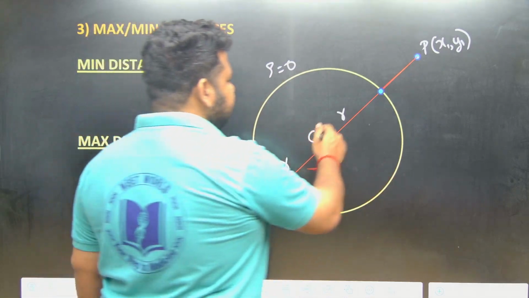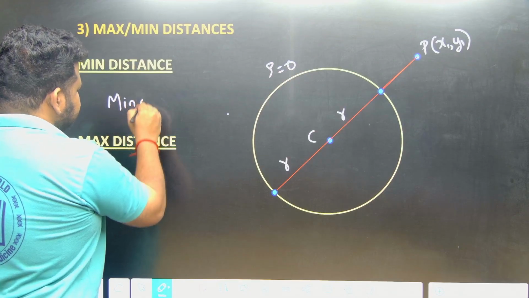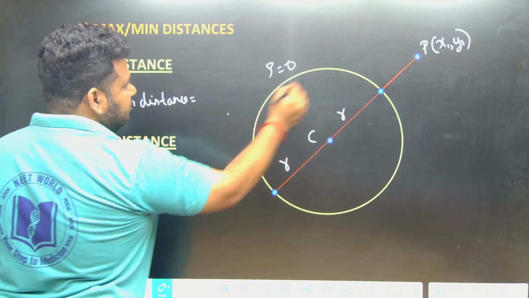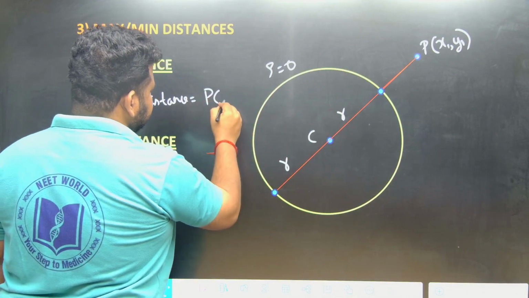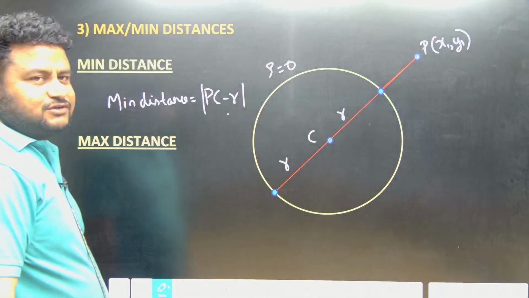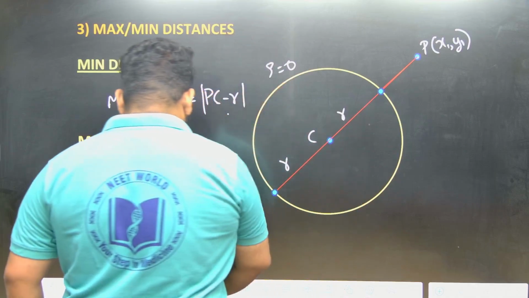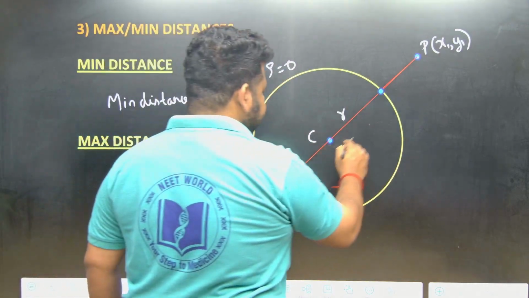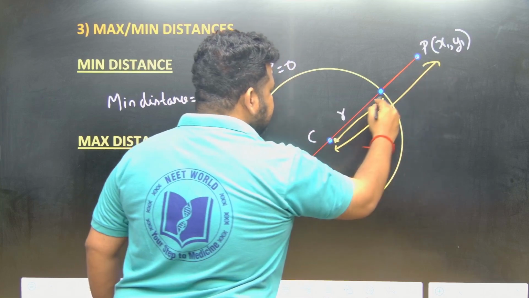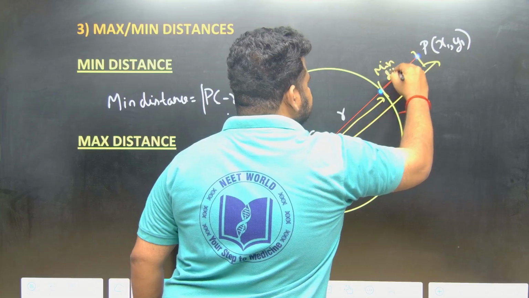So see here, you have to remember this. Minimum distance is given by PC minus r, within modulus, |PC − r|. Why PC minus r? PC is this length, from here to here. Minus r, if I remove this, what I get is this distance. This is the minimum distance I want.